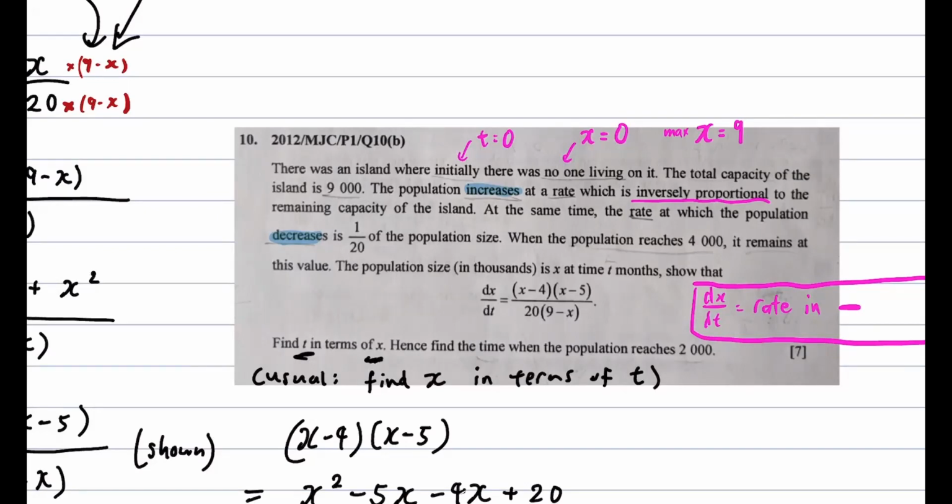Initially, there was no one living on it. So t equals 0. The population should be 0. So x should be equal to 0.